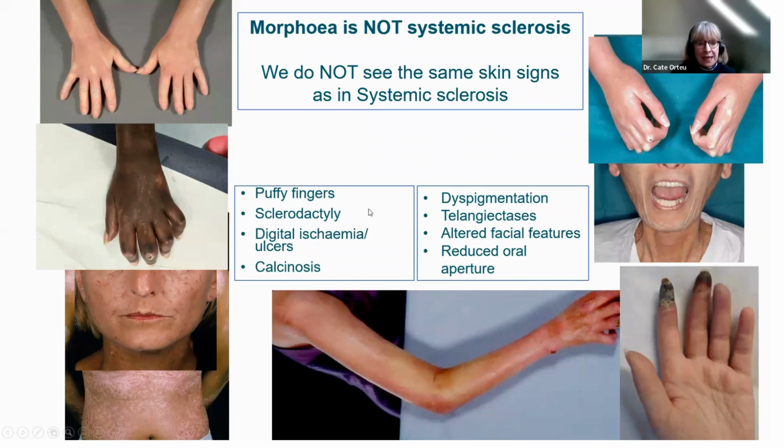So sclerodactyly, digital ischemia and digital ulcers, again, so patients with Morphoea may get Raynaud's, but they do not get the same vasculopathy changes as patients with systemic sclerosis. And so we do not see calcinosis, we don't see digital gangrene as the sort of most extreme type of digital ischemia, and we don't really see digital ulcers, although we do sometimes see ulcers elsewhere on the skin.